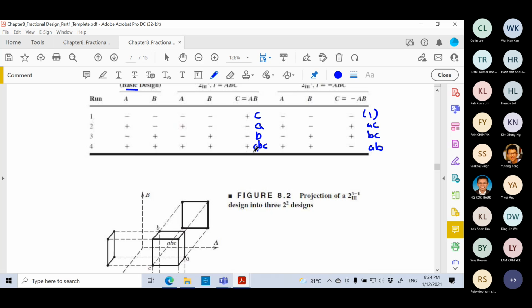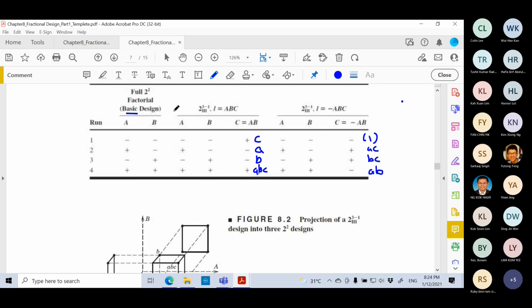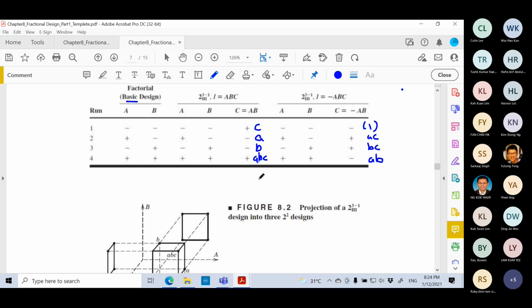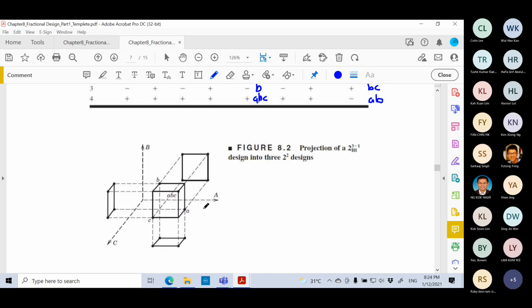Okay, so you have a first half and the second half. You can write the following basic design, and then there is a simple way for you to write down all the treatment combinations. If you run the projection of this design into the 3-2 power of 2 design, they will show you the diagram.